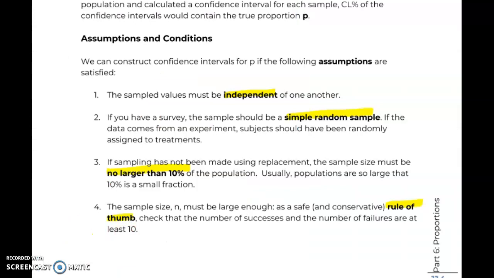And real quick, our assumptions and conditions are very similar to before. We still need independence. We still need a simple random sample. We still need the 10% rule, which goes hand in hand with independence. And the last thing is our rule of thumb, which has changed slightly because we don't know the population proportion. So now we want n times p hat, which is n times our sample proportion, to be at least 10, and n times q hat to be at least 10. So similar to before.